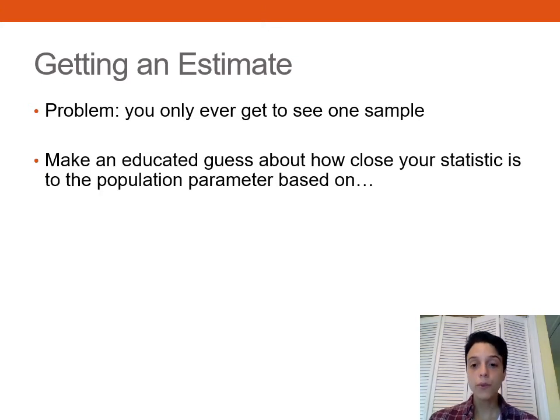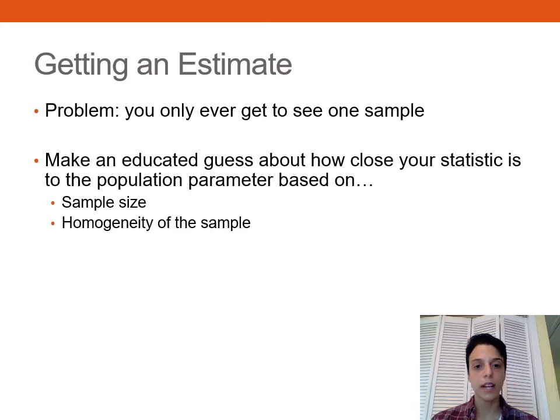But because of those qualities of sampling that we just talked about, you can make an educated guess about how close your sample statistic is to the population parameter based on the sample size and the homogeneity of the sample. So if your sample is bigger, you can be more certain that your sample statistic is close to your population parameter. And if your sample is more homogeneous, so if the members of your sample are more similar to each other, you can also generally get a better idea that your sample resembles your population, and that your sample statistic is likely to be close to your population parameter.